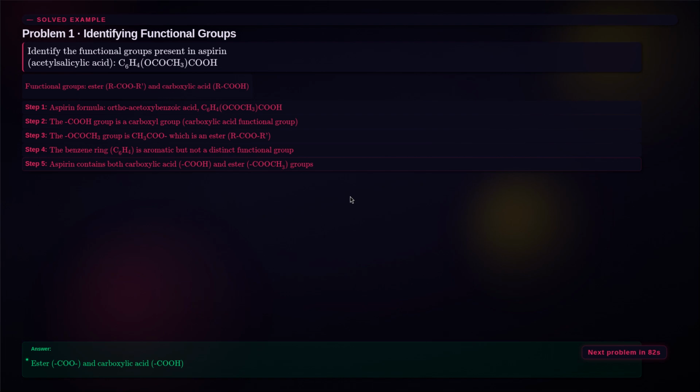Step 3. The OCOCH3 group is CH3COO, which is an ester functional group. Step 4. The benzene ring C6H4 is aromatic but not a distinct functional group for this problem. Step 5. Therefore, aspirin contains both a carboxylic acid and an ester functional group. The answer is ester and carboxylic acid.